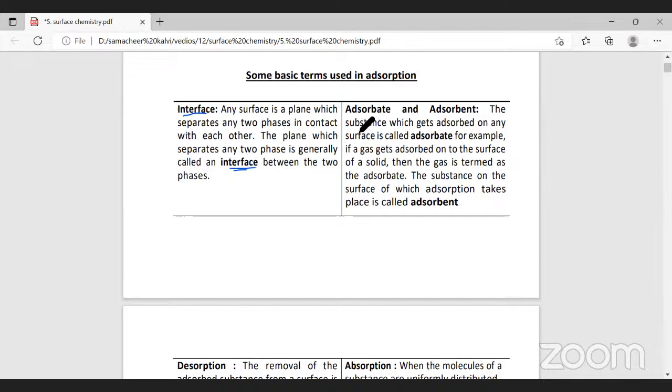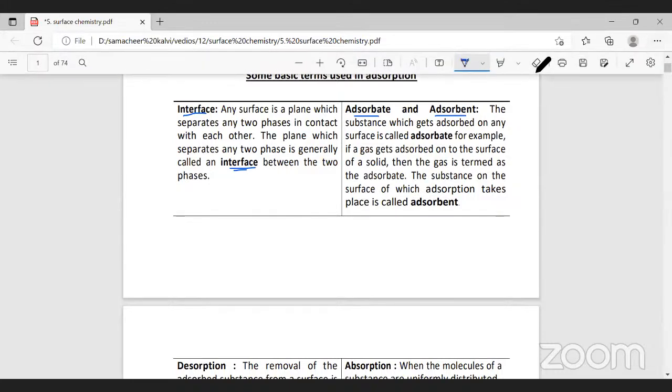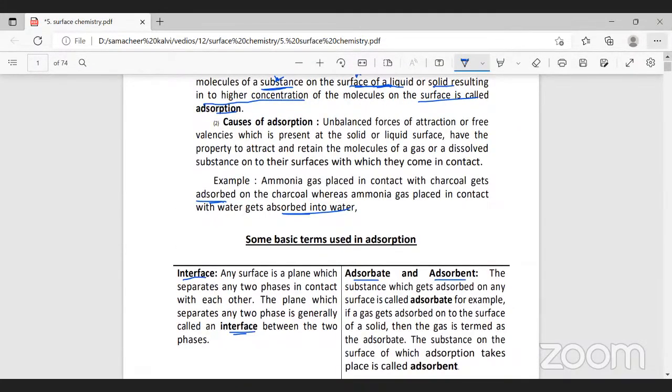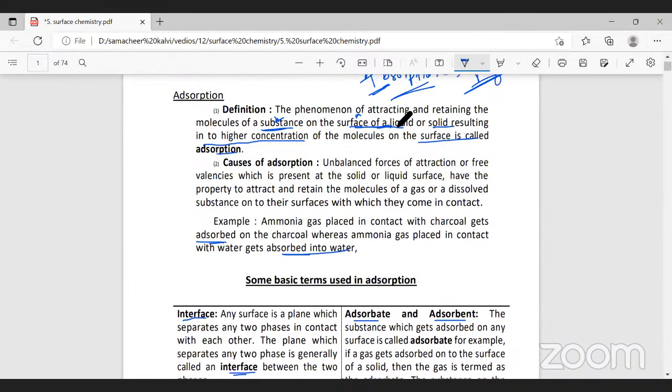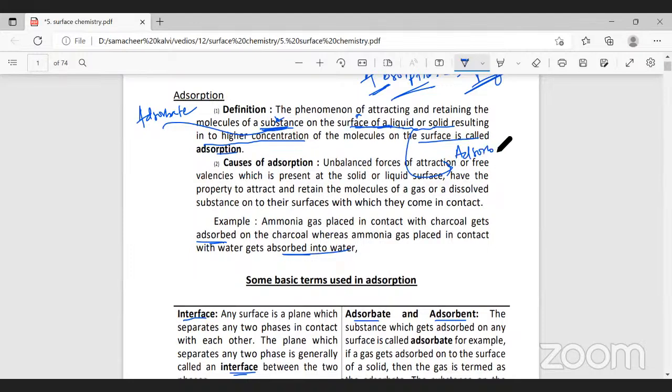Now, in order to understand interface, we need to understand two terms. One is called adsorbate, the other one is adsorbent. What is this adsorbate and what is this adsorbent? We have learned the definition for adsorption: the phenomenon of attracting and retaining the molecules of a substance. This molecule of the substance is called adsorbate. The surface of a liquid or a solid is an example of adsorbent. So the definition is very clear.